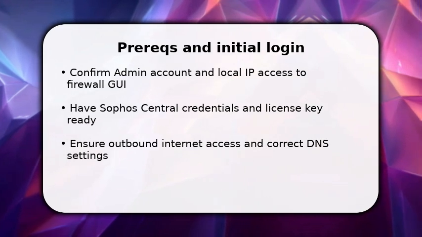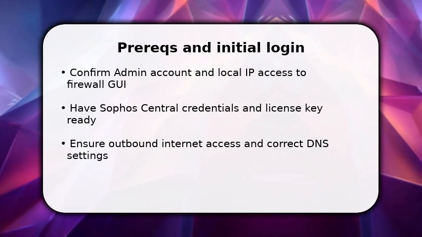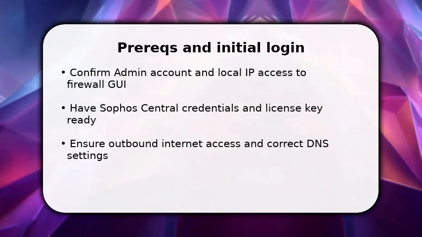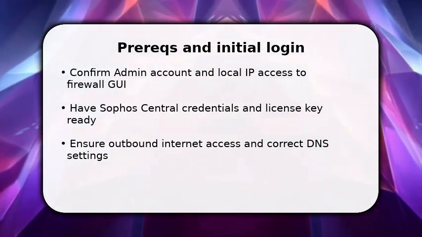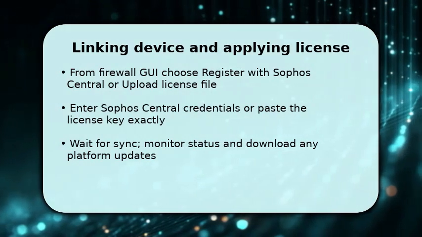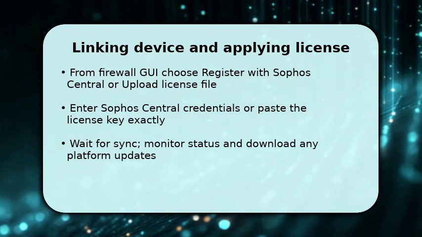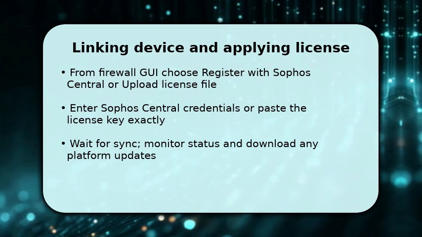Once logged in, navigate to System License or License Management to begin activation. Don't skip verifying time, NTP, and basic network reachability first. Now link the firewall to Sophos Central or upload the provided license file. Choose Register or Connect, enter your Sophos Central admin credentials when prompted, and authorize the device.